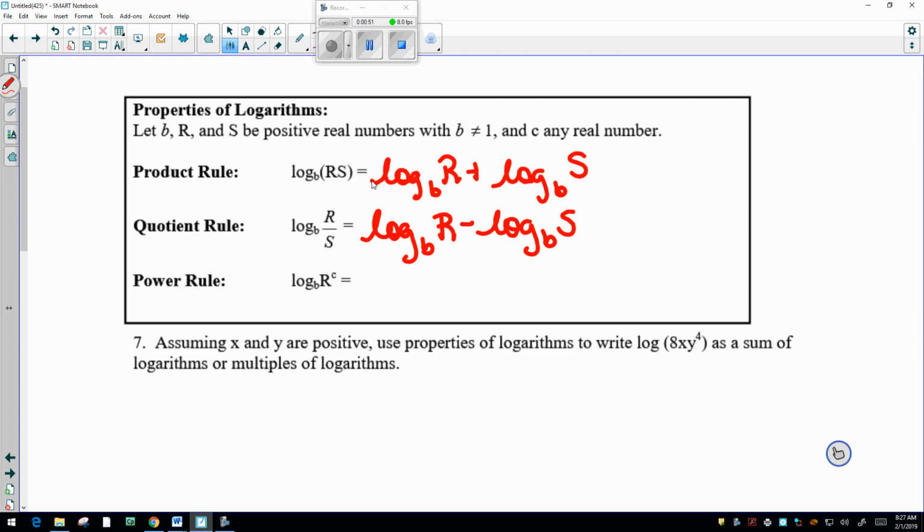And then the power rule, I feel like everybody remembers this one. The power rule just means bring that power out to the front and down. So I would have C log base B of R. Okay, so we're going to practice some of these.